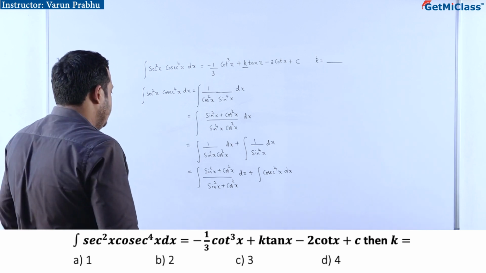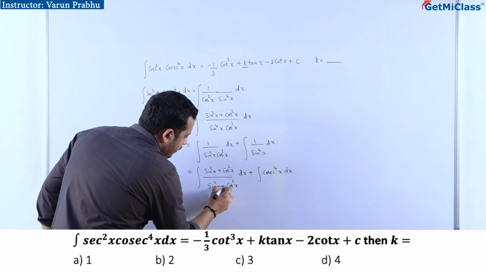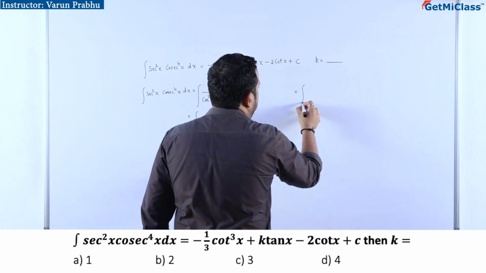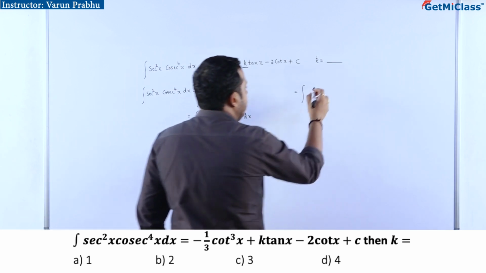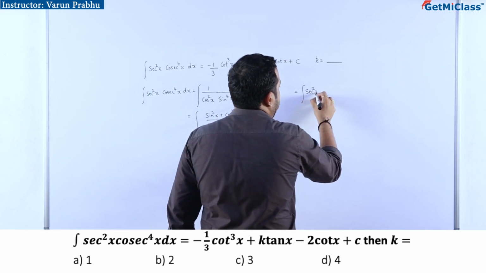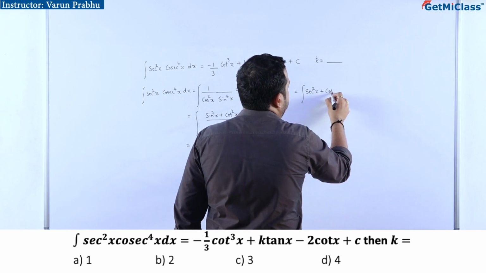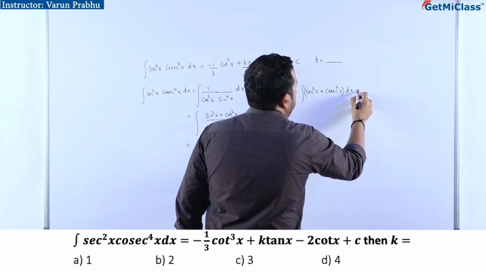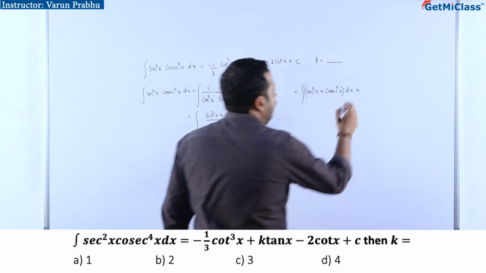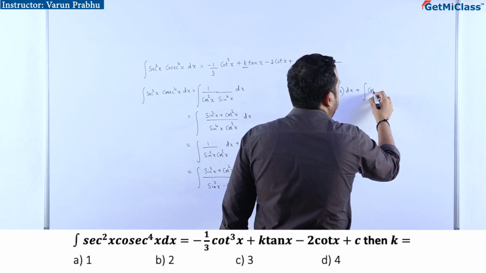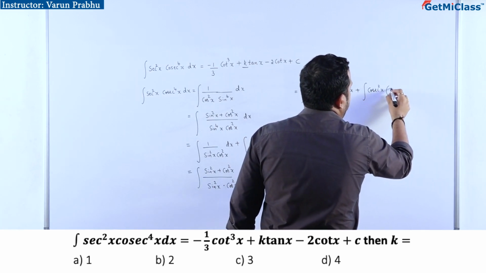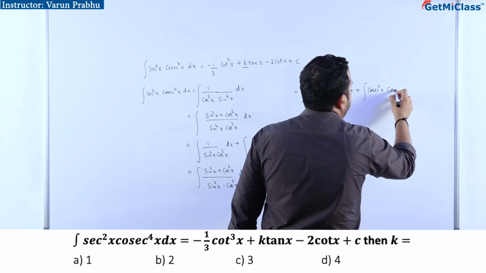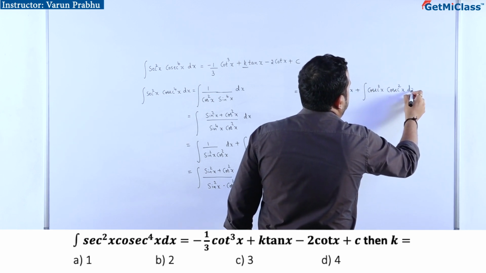So we'll get what? Now here it is sine squared x into cos squared x, correct or not. So what is the answer that we get? This is equal to integration of secant squared x plus cosecant squared x times dx, plus cosecant to the power 4x can be written as cosecant squared x into cosecant squared x, right, times dx.